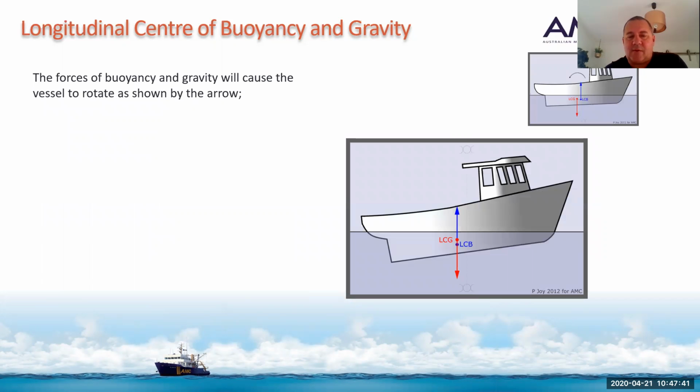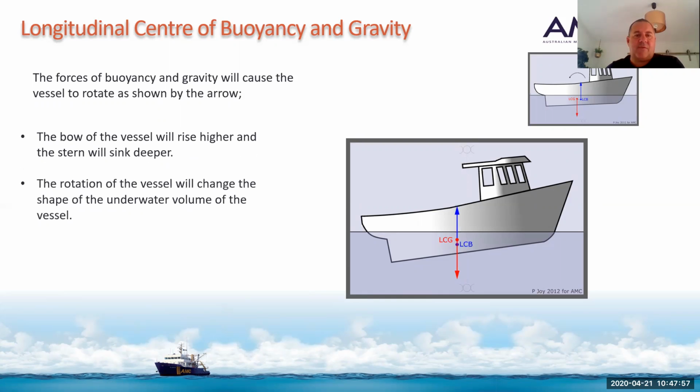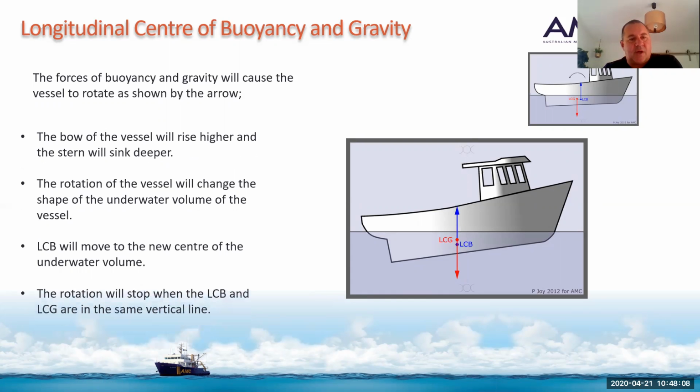So here it is. I'll just move that picture. The forces of buoyancy and gravity will cause the vessel to rotate, as shown by the arrows. The bow of the vessel will rise higher and the stern will sink deeper. The rotation of the vessel will cause a change in the shape of the underwater volume of the vessel. The longitudinal centre of buoyancy will move to the new centre of the underwater volume, and the rotation will stop when the centre of buoyancy and gravity are in the same vertical line.